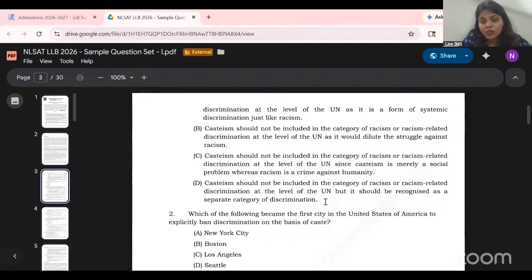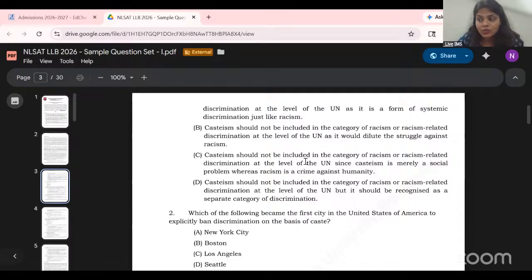So this is catching the crux of it. The idea is that caste should not be included in racism-related crime, but we should put it in a special, separate category of caste-based discrimination, instead of just adding it in. That is the main idea here for question number one.